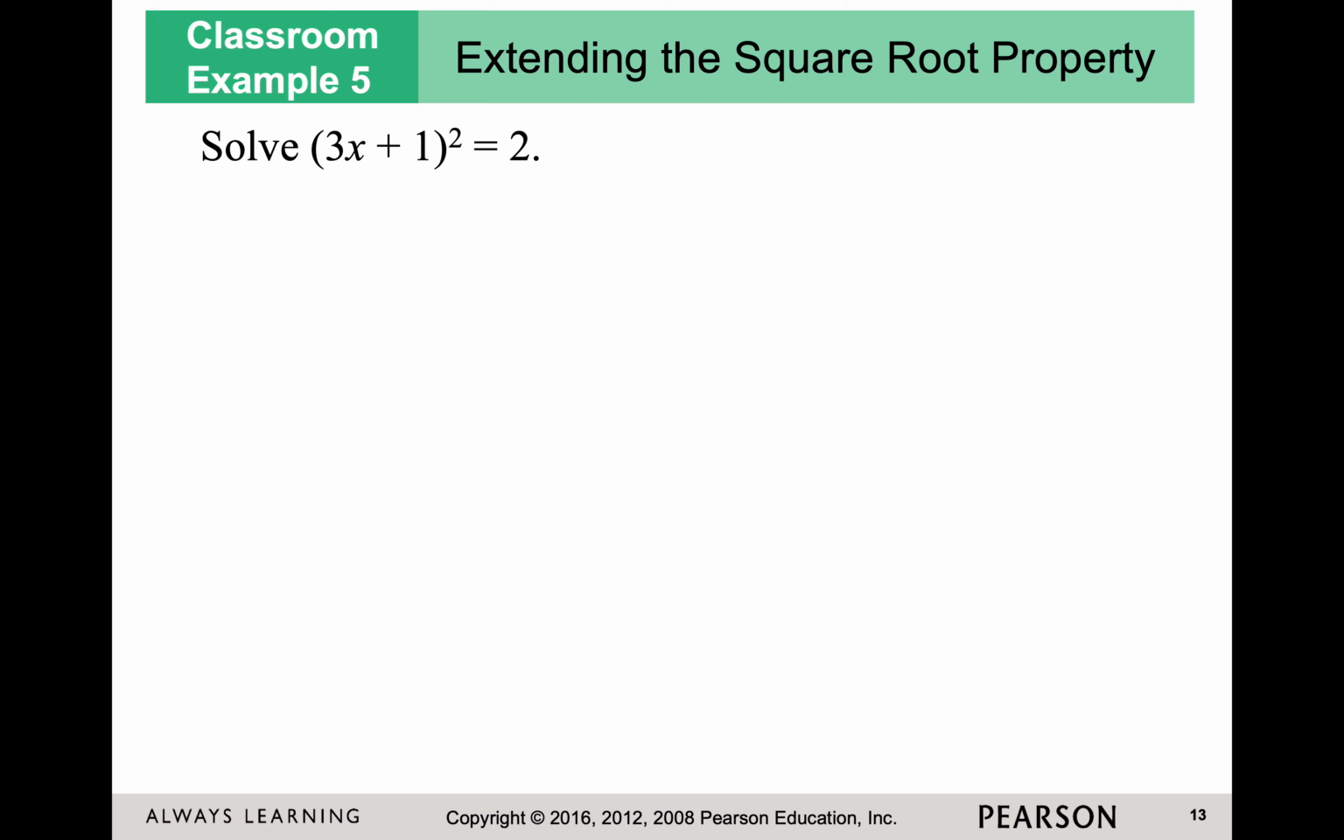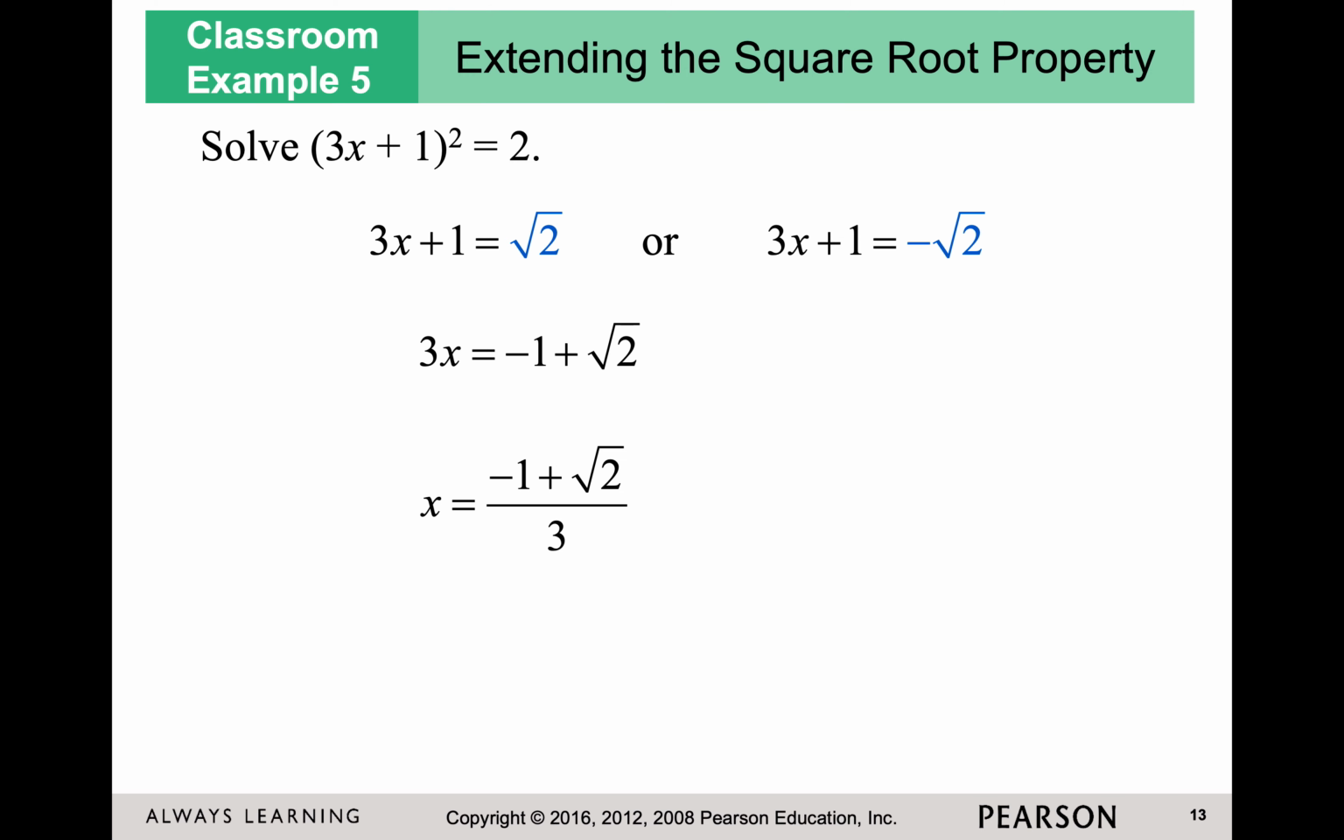So I take the square root of both sides. And I get a positive square root of 2 and a negative square root of 2. So I'm going to bring that 1 over, and then I'm going to divide by 3, and that's okay. We can have that as a final answer. It's not a problem. So I have two final answers, and you're going to say, well, wait a minute, how on earth do I check this?